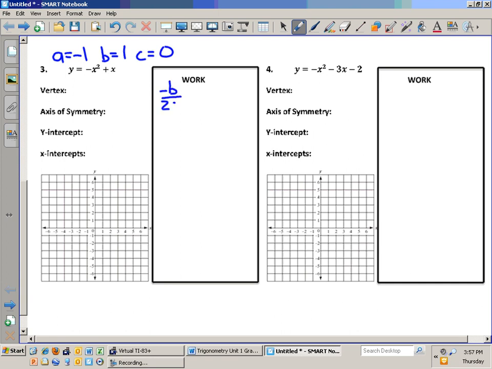Negative B divided by 2A. Negative B would be -1 divided by 2 times -1, which is a positive 1/2. So it is possible to get a fraction.